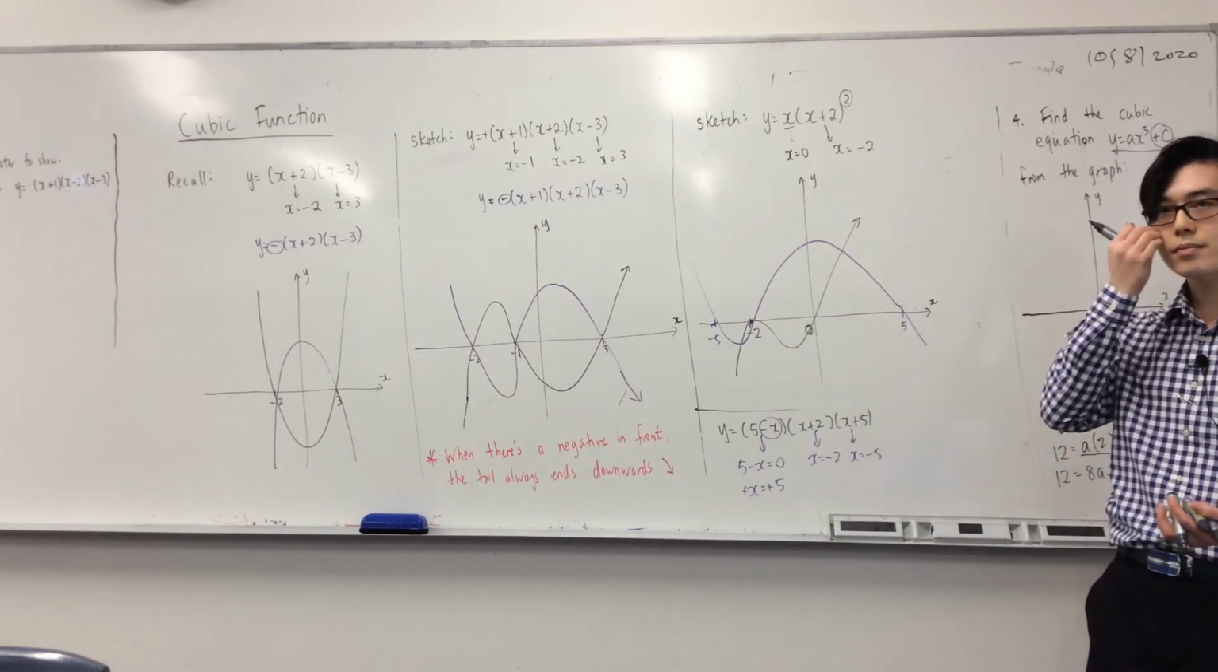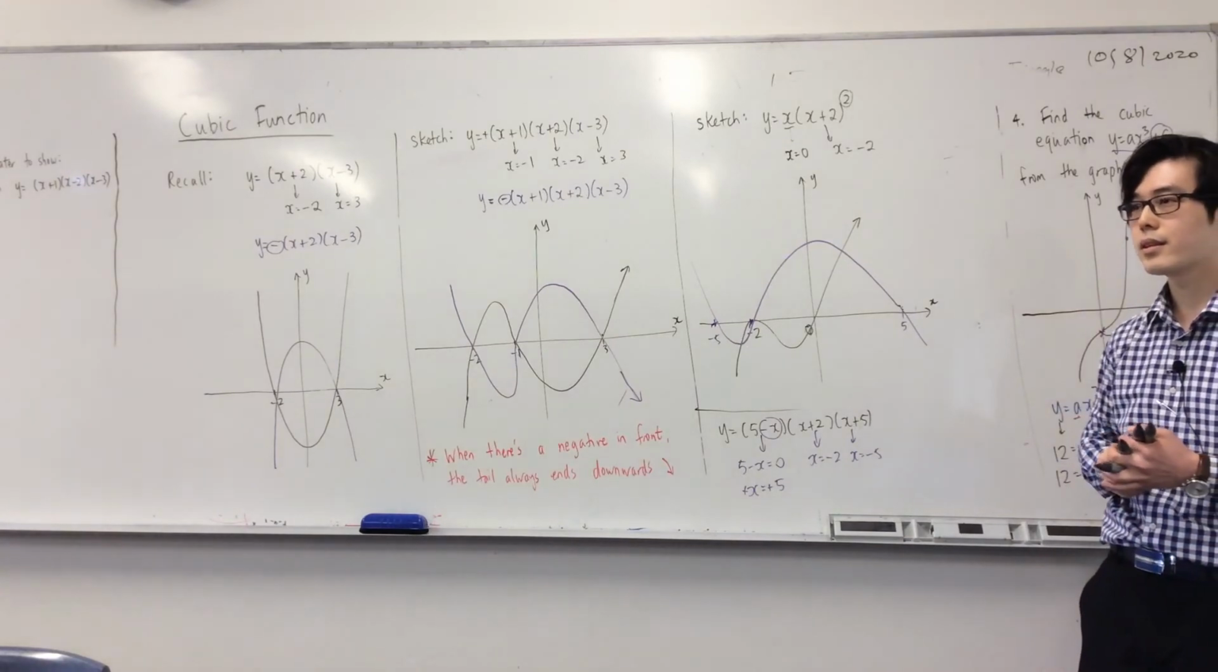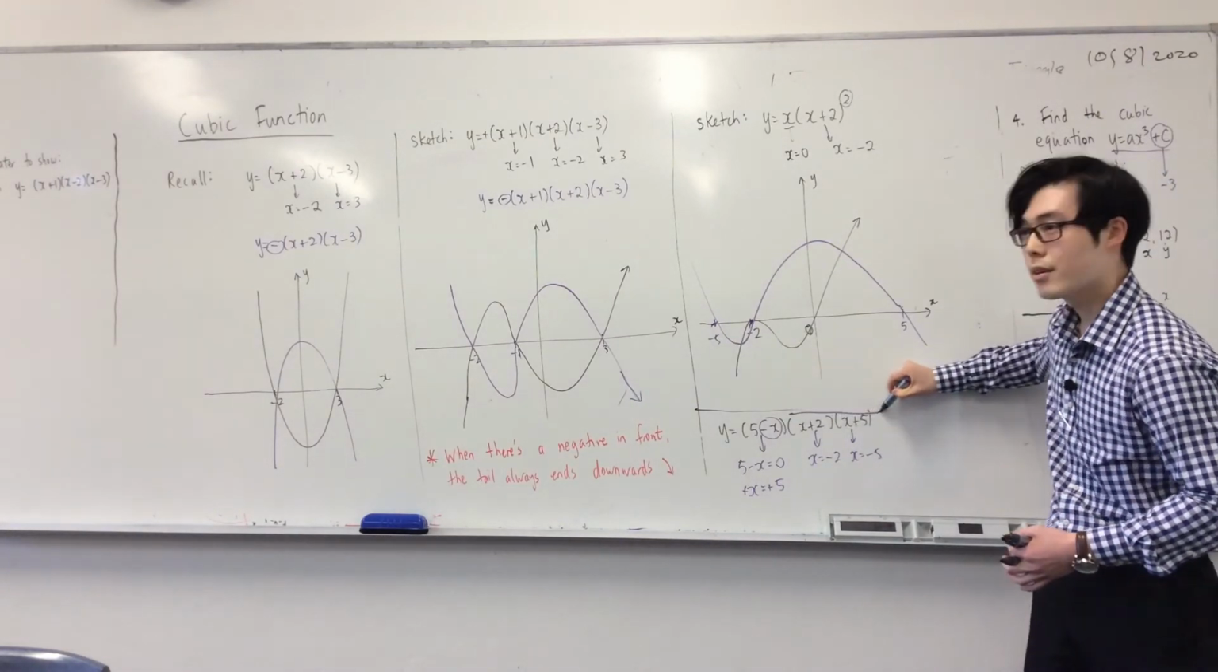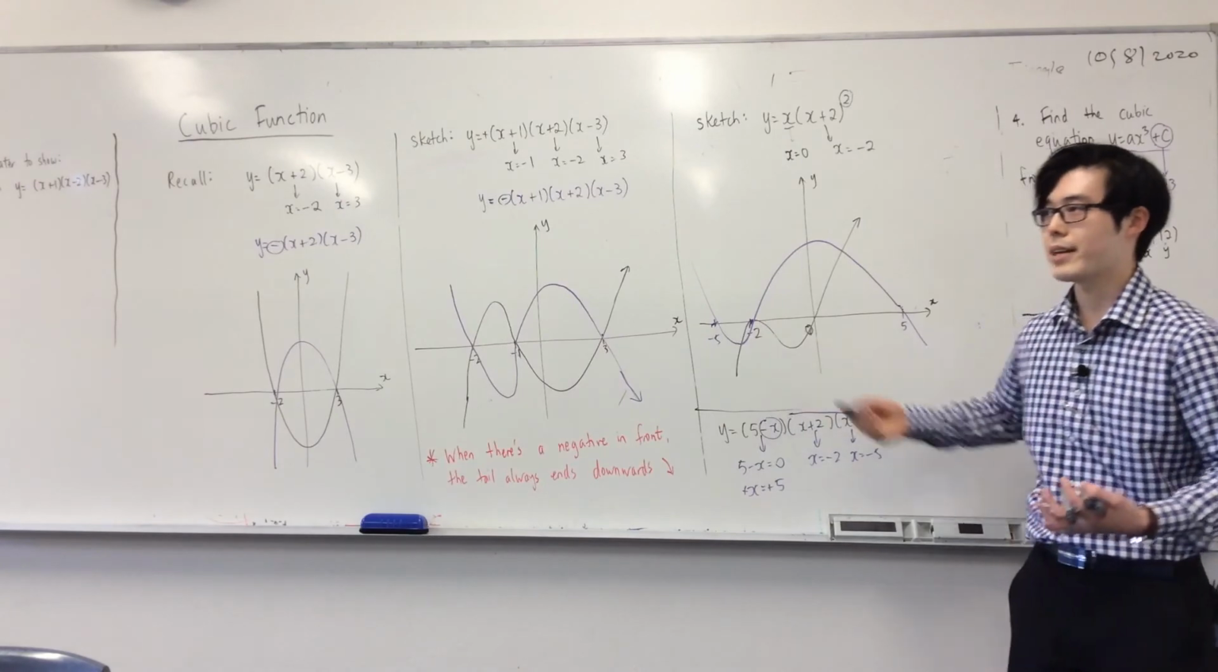Does that make sense? Because this is positive, but when you multiply it by that, it's going to become a negative.